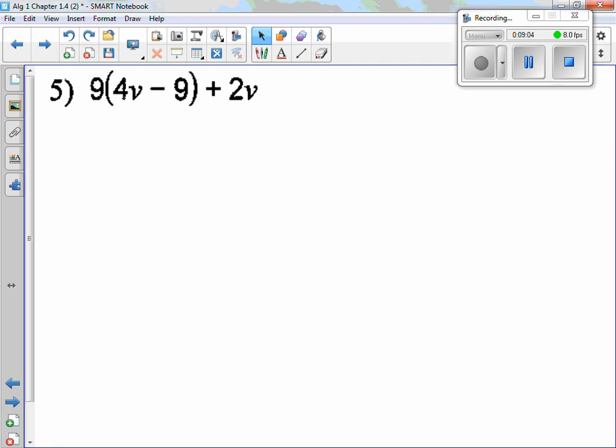Give this one a try. That's right. No, you're right. You just left off the combined like terms. Almost. Because what do we still need? We need the v and the minus. So yeah. That's it. 36v minus 81.